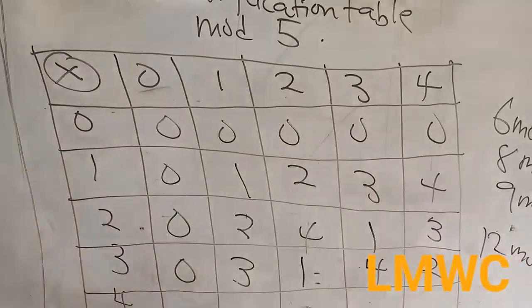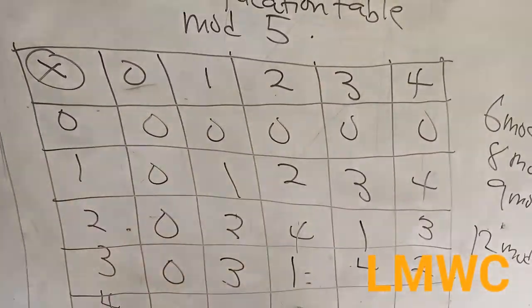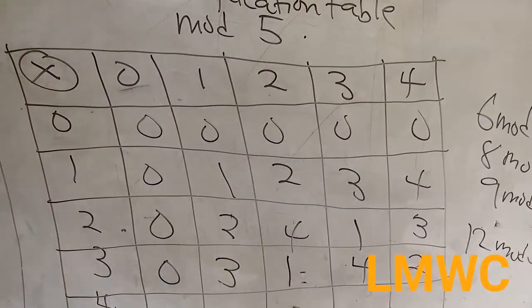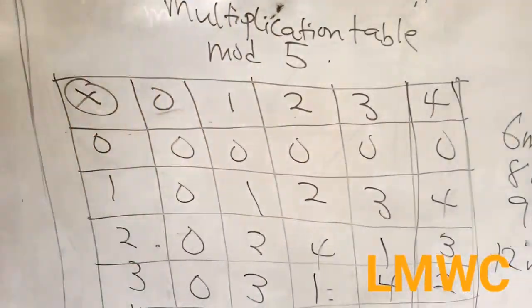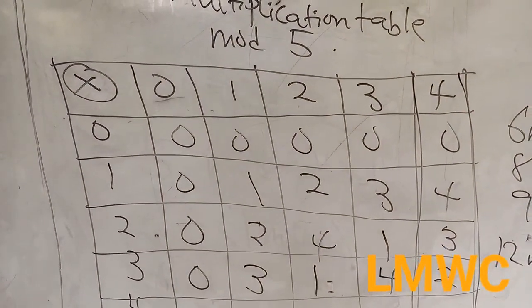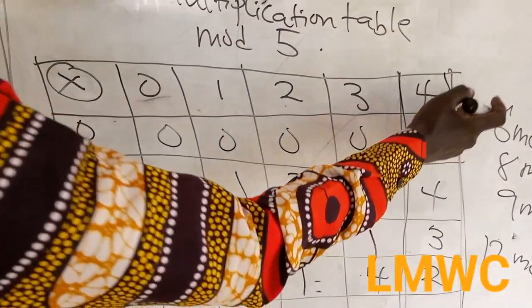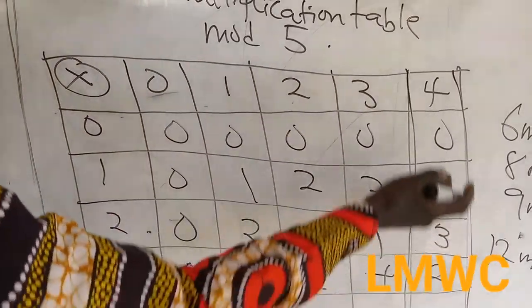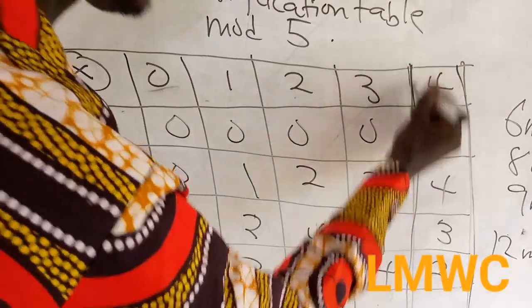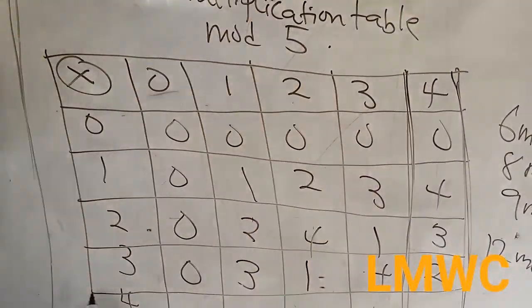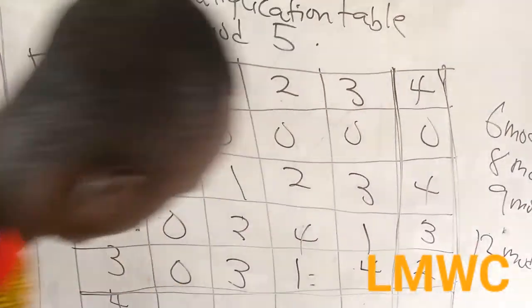This is the 0 column, 1 column, 2, 3, 4. And we know this as our vertical column. In the vertical column, the values for 4 are 4, 0, 4, 3, 2. This vertical column is the same as the horizontal what? Column.